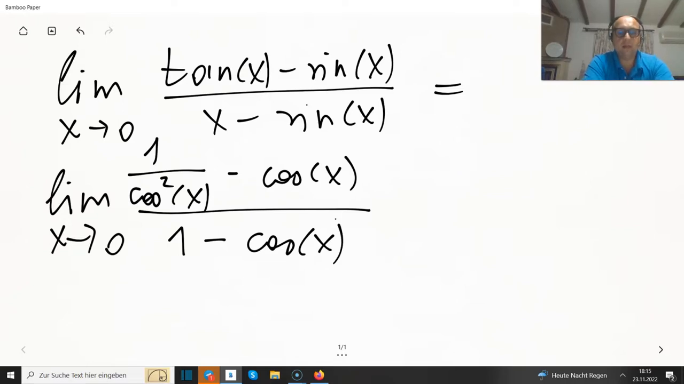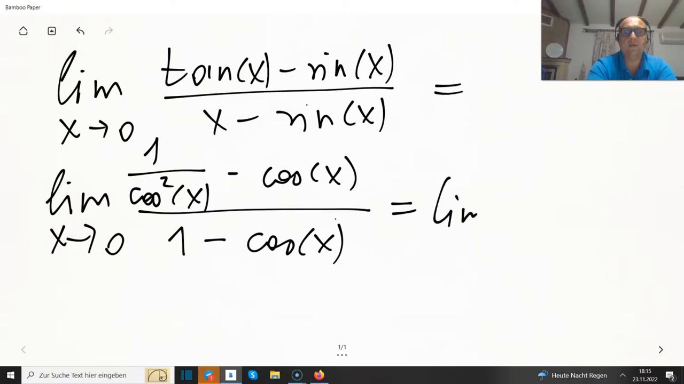Well, is it better or worse? If we put 0 for x, it's going to be 1 minus 1 in the numerator and 1 minus 1 in the denominator. So once again, in both cases, it's going to be 0 divided by 0. So let's do it again. And now, should we simplify it somehow? We can bring it maybe to the same denominator. I don't think I have to do it.